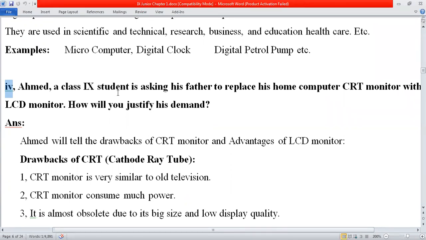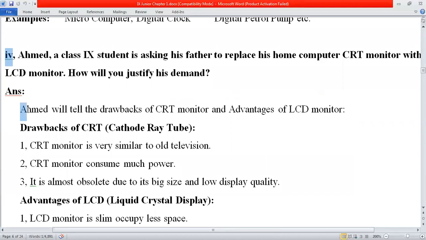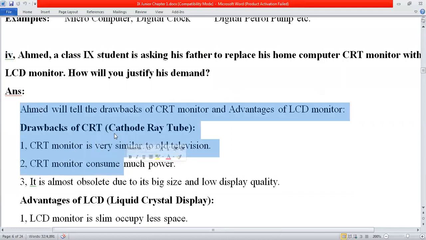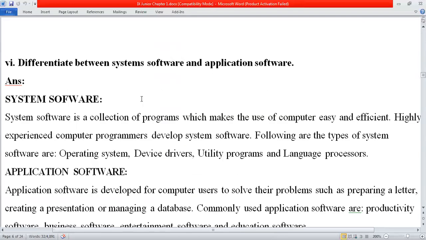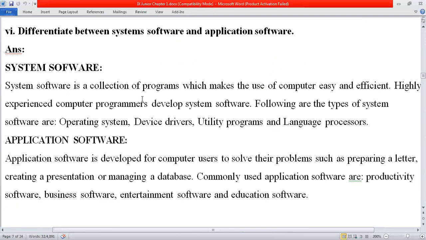Ahmad, a class 9 student, is asking his father to replace his home computer CRT monitor with an LCD monitor. How will you justify his demand? So these are the demands. We already discussed all of these things one by one. Next question was: what will happen if the storage devices are removed from the computer? Already we have discussed that.